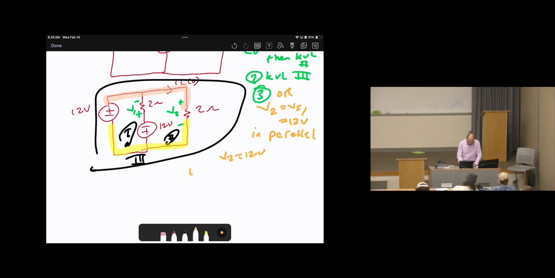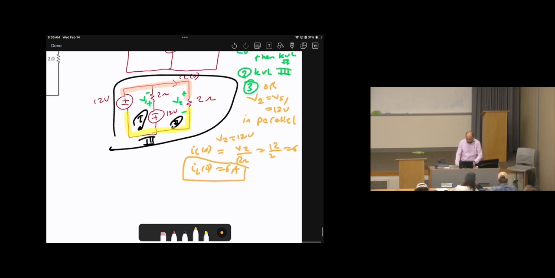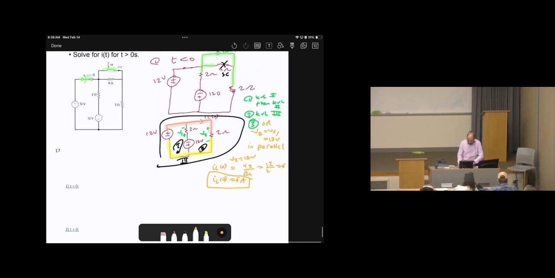Therefore, IL of 0 using Ohm's law will be V2 over R2, which is 12 over 2. So the answer will be 6. The first unknown, IL of 0, is 6 amperes. Done. Okay? Now I'm done with step number 1, when t is less than 0.